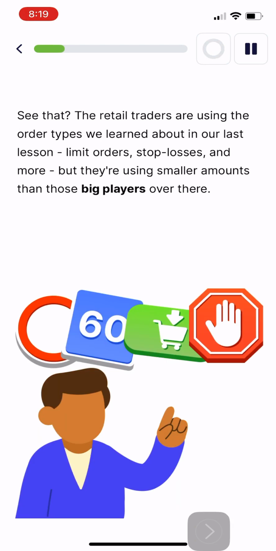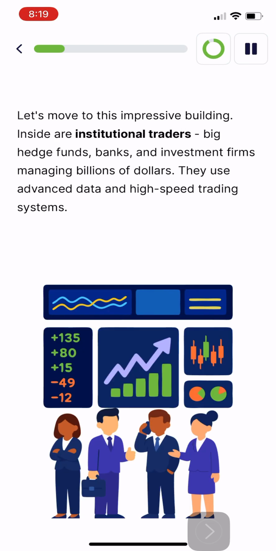See that? The retail traders are using the order types we learned about in our last lesson, limit orders, stop losses, and more, but they're using smaller amounts than those big players over there. Let's move to this impressive building. Inside are institutional traders, big hedge funds, banks, and investment firms managing billions of dollars. They use advanced data and high-speed trading systems.